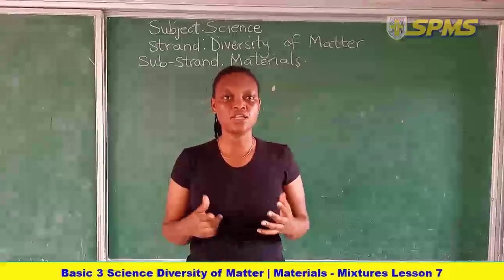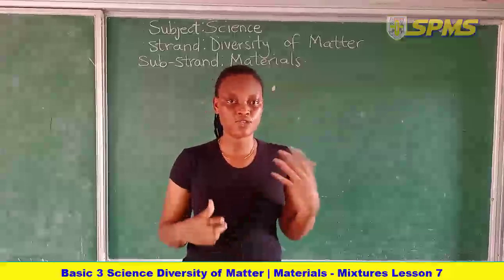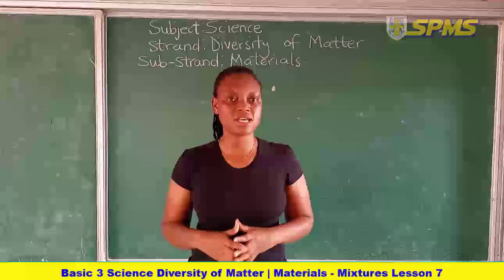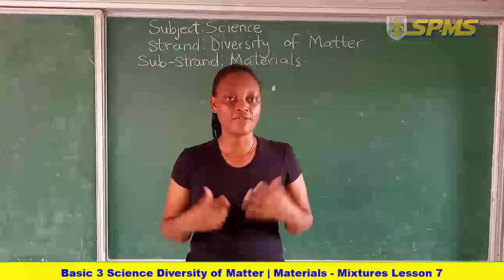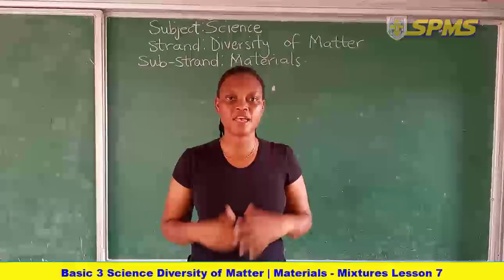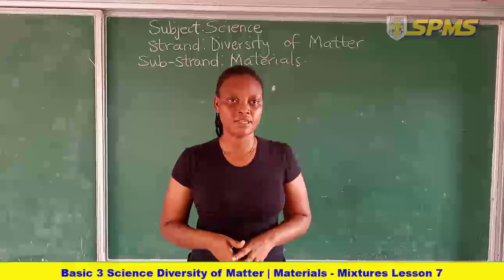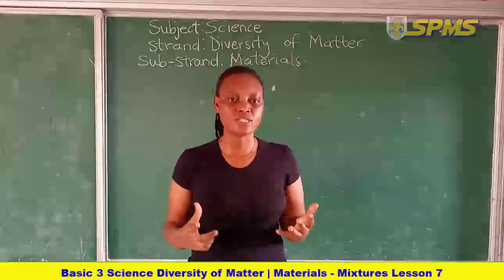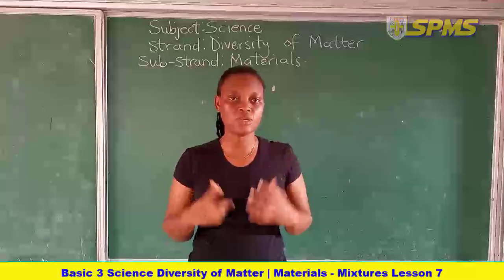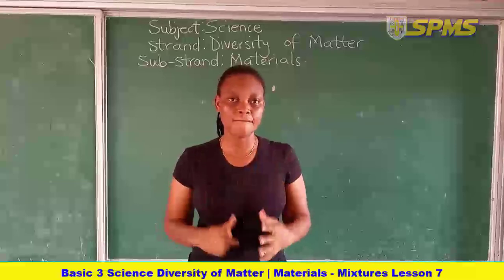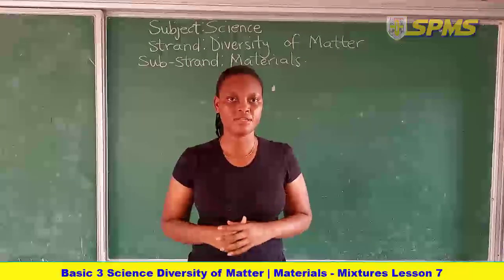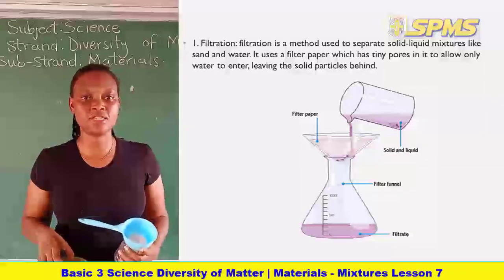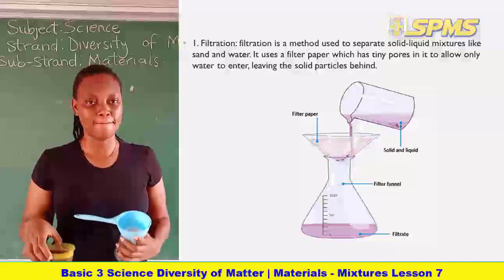As we said, solid liquid mixture is a mixture of a solid substance and a liquid substance. It can be separated by two methods. We have the filtration method and then we have the evaporation method. The filtration method. Good. We'll have an experiment on how to separate a solid liquid mixture, that's the sand and water, by the filtration method. The filtration method involves separating a solid and liquid mixture.